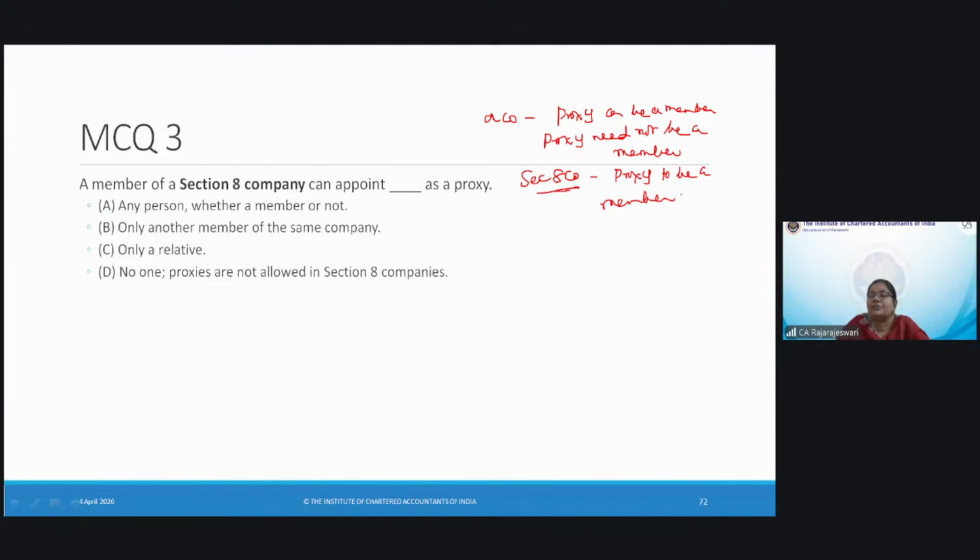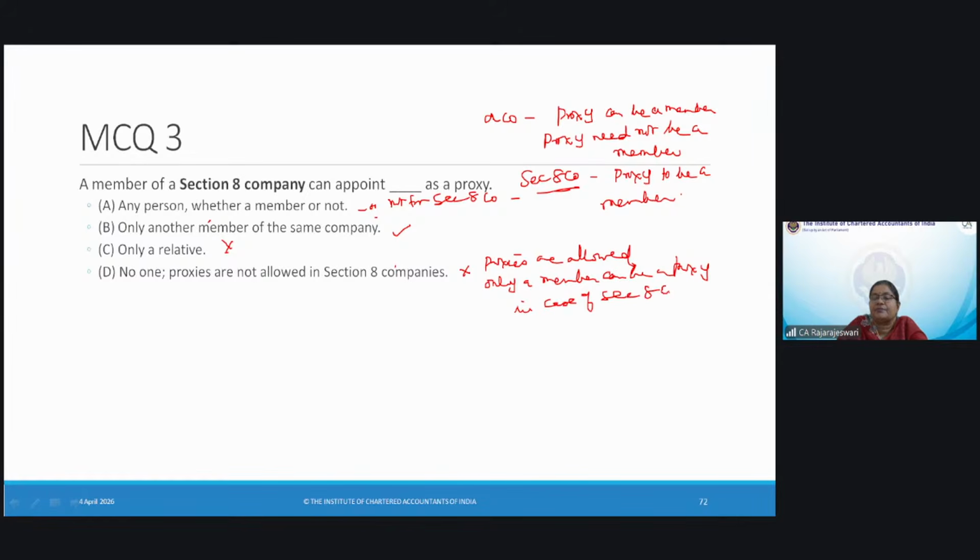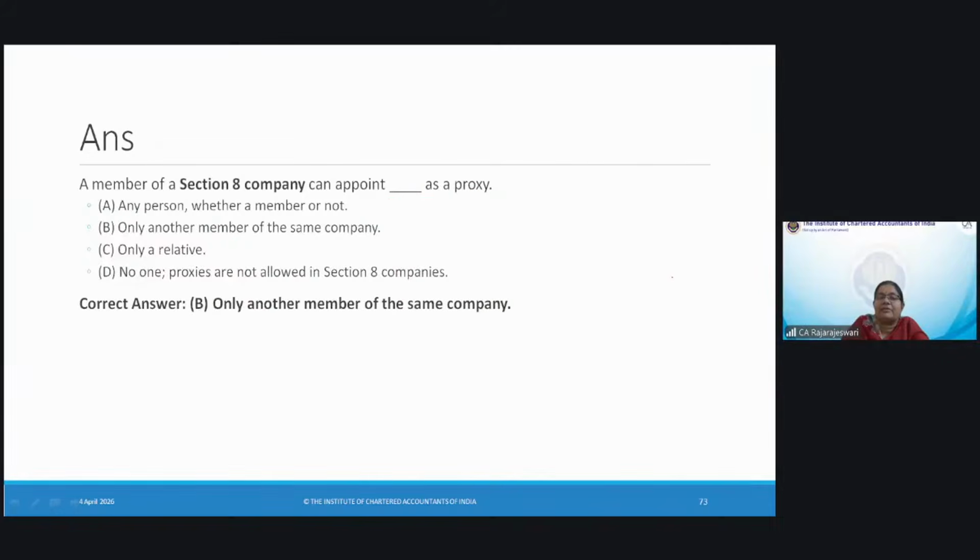I said it is a charitable institution. So, a Section 8 company can appoint only another member of the same company as a proxy. This holds good for ordinary companies, not for a Section 8 company: any person, whether a member or not. Only a relative, there is no such rule. No one, proxies are not allowed? No, the Act doesn't specify like that. Proxies are allowed, but only a member can be a proxy in case of a Section 8 company. So the answer is B.